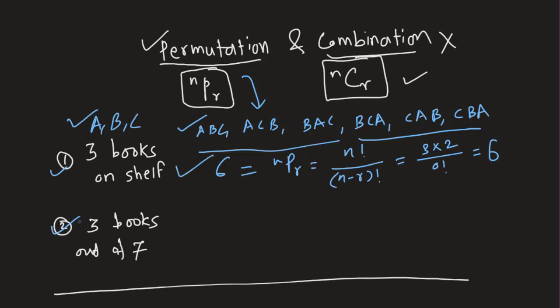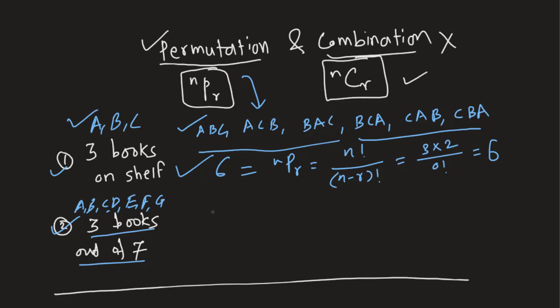Let us look at a second example. Here we have to arrange 3 books out of 7. So you are given 7 books, say A, B, C, D, E, F, G. Out of that, you have to arrange 3 books. The possibilities or the permutations will be much higher than in the previous example because we can select 3 books out of the 7 given.